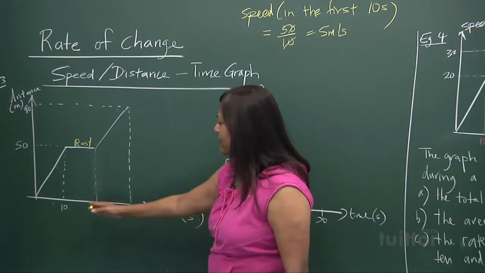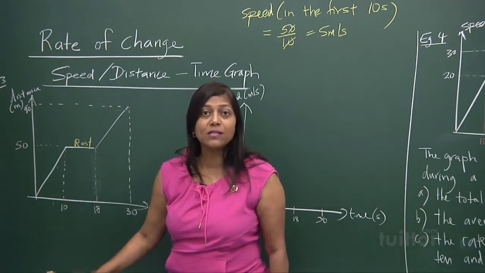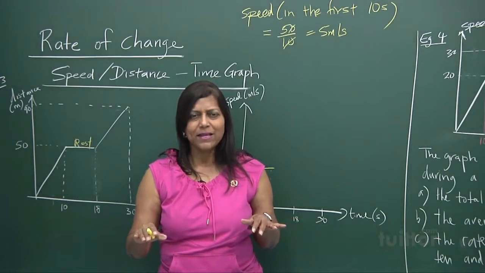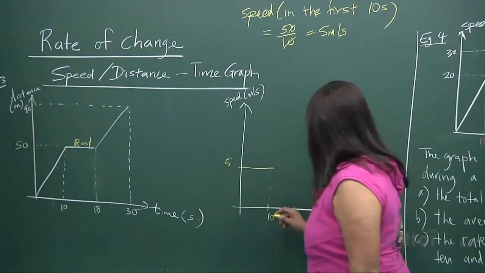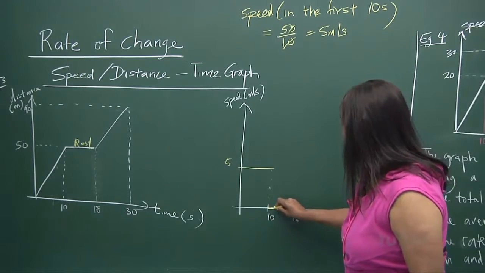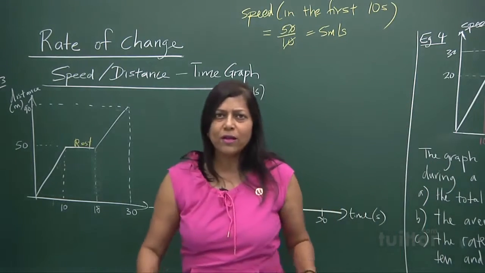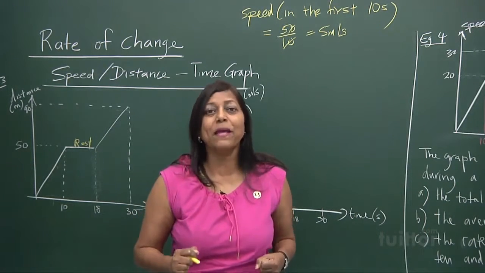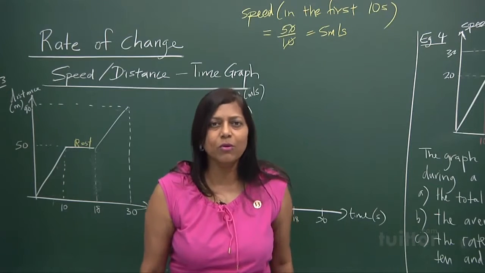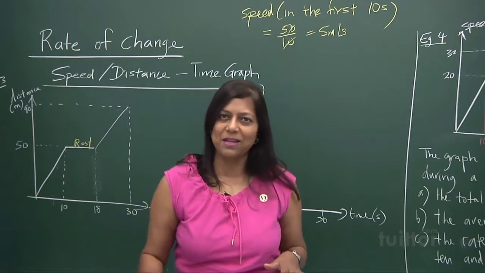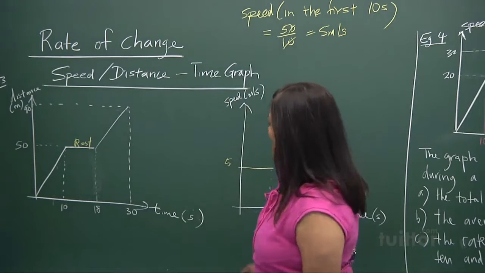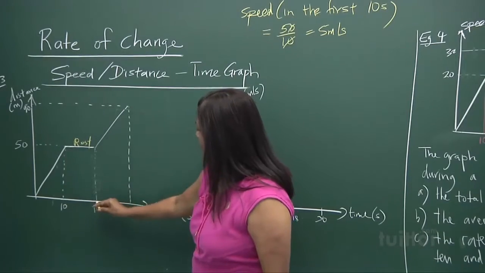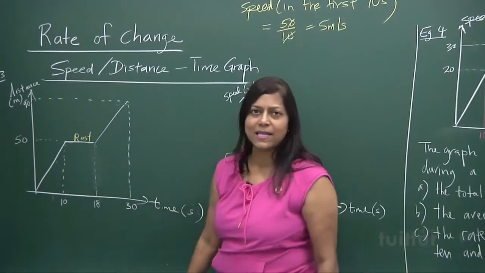Now for the next 8 seconds, there's no distance moved. Stop still, resting. So 8 seconds of rest, and the speed is 0. When you don't move, there is no speed. When you move, the faster you move, the bigger the speed. The slower you move, the slower your speed. Right? So there's no speed here.